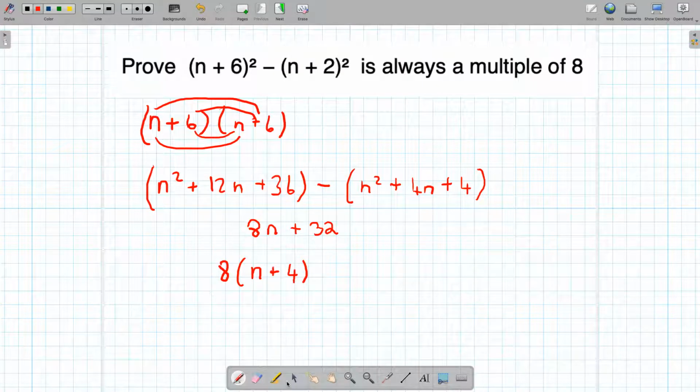Now if I try and divide this expression by a number, what's the highest number that I can divide into it? It's 8, because every time this can be divided by 8. So I can divide this by 8. So therefore we have 8 as the highest common factor, or always a multiple of 8.